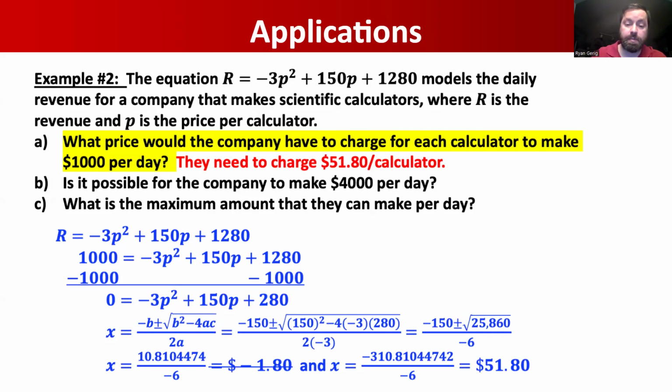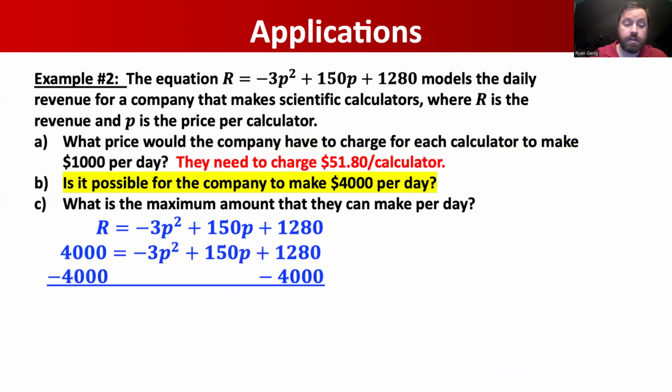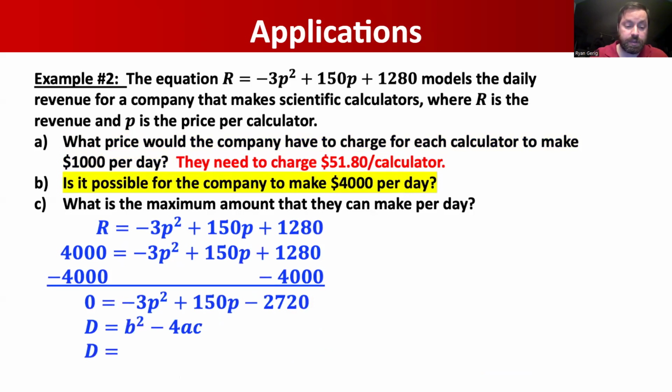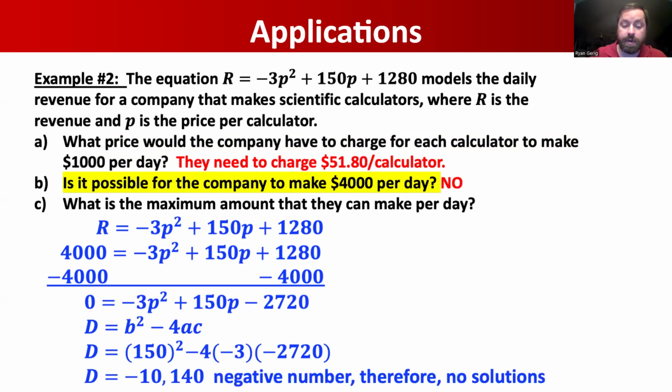Is it possible for the company to make $4,000 per day? Is it possible? This is a yes or no question. What do we do with the yes or no question? Hopefully you remember it's the discriminant. So I'm going to put $4,000 in for R, subtract 4,000, and now I'm going to do the discriminant with that. Is it possible? Let's see. 150 squared minus 4 times negative 3 times negative 2,720. You get negative 10,140. No. It's a negative number underneath the radical. Therefore, there is no way for them to make $4,000 per day according to this equation.